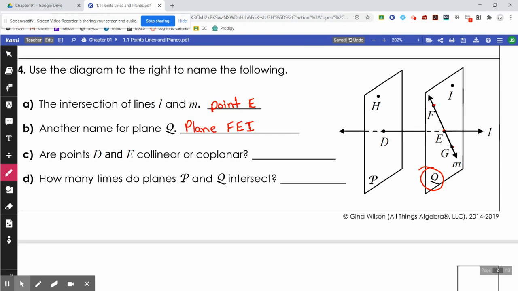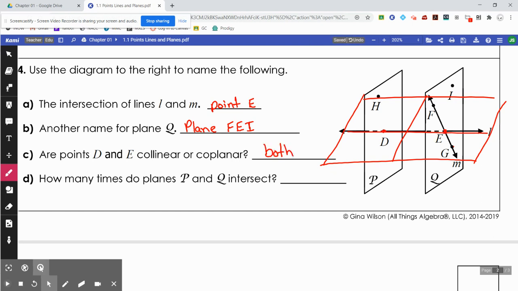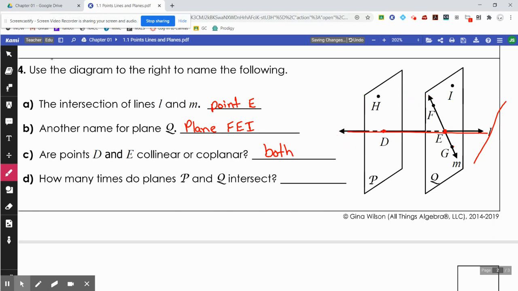Are points D and E collinear or coplanar? Let's find those points D and E. Here is D and here is E. They are definitely collinear, but here's the thing. They're also coplanar because if you're given 2 points, they have to lie in the same plane. You could draw a plane that passes through both of those points. You can't see it here, but if I were to draw a plane that passed through those 2 points, it would also be coplanar. So therefore, they are both. What you've got to remember is the plane is not drawn there, but there is a plane that you could draw through those.